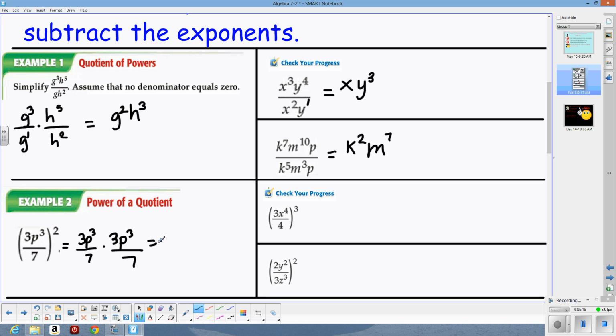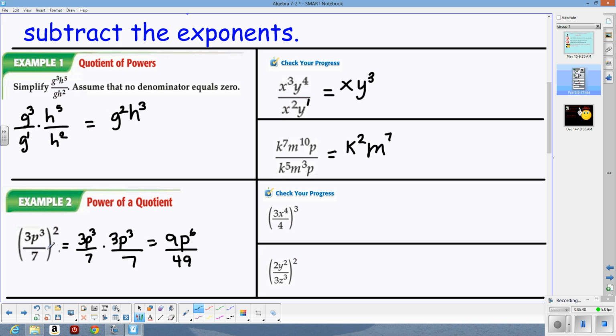And now you would rearrange and multiply the 3's together first. 3 times 3 is going to be 9. And p to the third times p to the third, think back to yesterday, 3 p's being multiplied together and 3 more. You're going to add those exponents together. 3 plus 3 is 6, so 9p to the 6th power. And then on the bottom, in the denominator, 7 times 7 is 49.